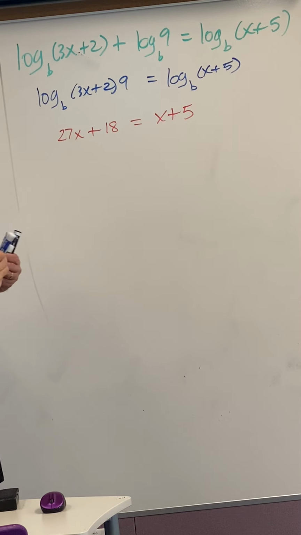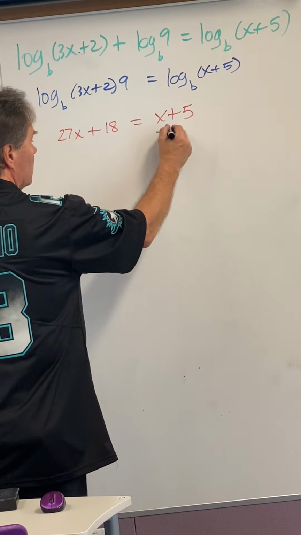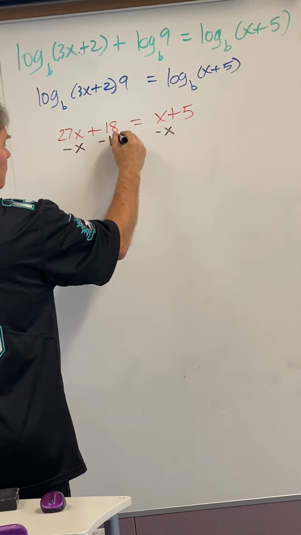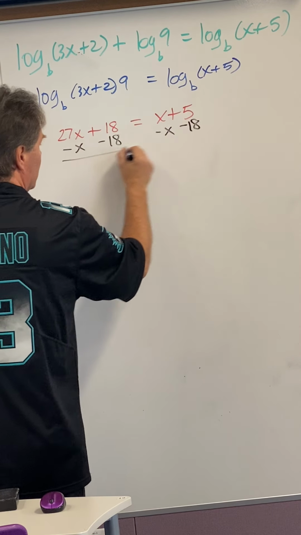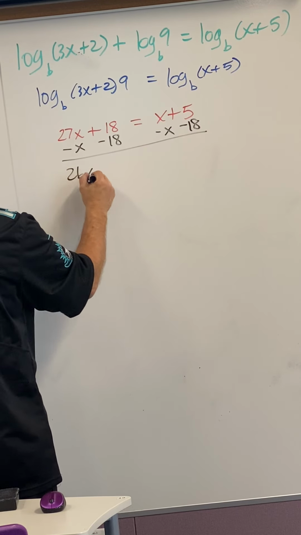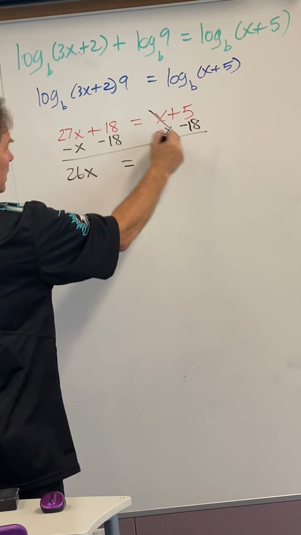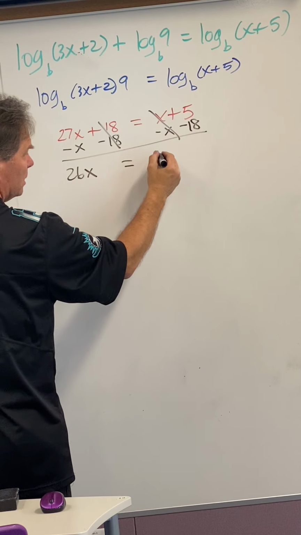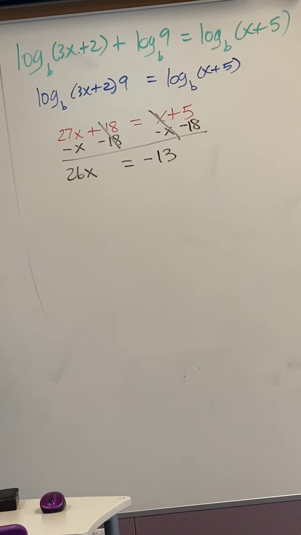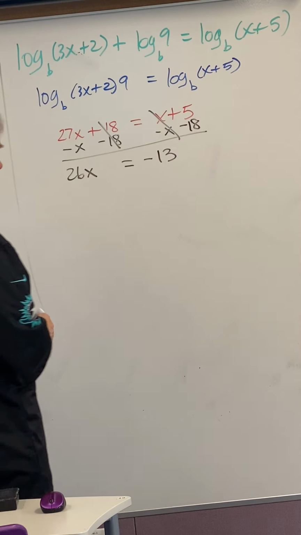Oh my gosh, this is like Algebra 1, first semester, right? Yep, minus x. I'm moving the x's over here, might as well move the numbers over here, and I get 27 minus 1 is 26x equals, this cancels, and I get negative 13. Now, whoa, look at that. Negative 13, negative Dan Marino, how about that?